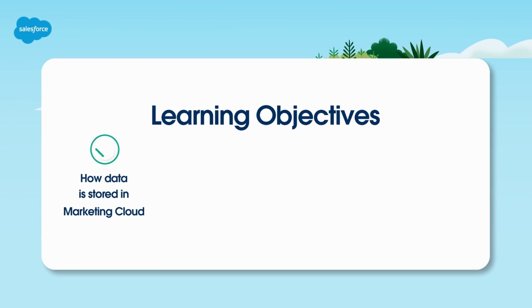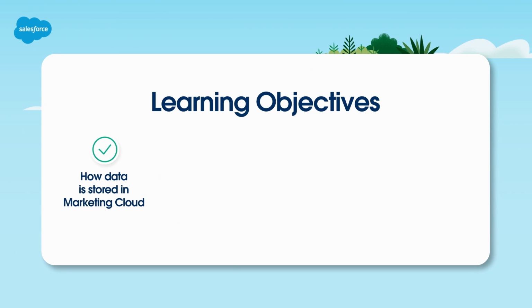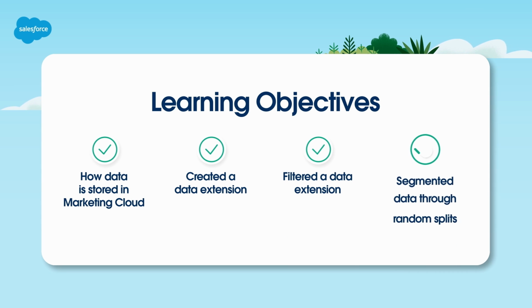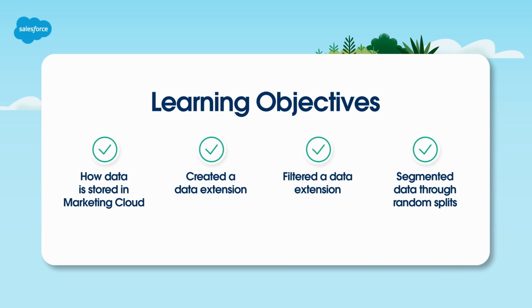To recap, we've learned how data is stored and retained in Marketing Cloud, created a data extension, filtered it, and segmented data through random splits. These skills are fundamental for targeted and effective marketing campaigns.